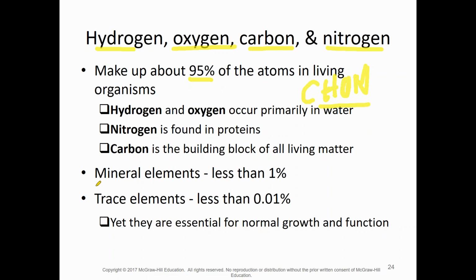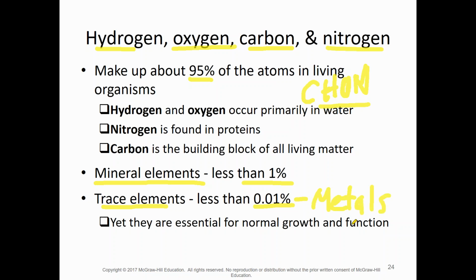You can see down here the next biggest group are called the mineral elements. Mineral elements make up less than 1% of our mass, but they are very important. They actually help form our skeleton. Your skeleton is phosphorus and calcium, and phosphorus and calcium, of course, are mineral elements. And then in very small amounts, you have the trace elements, which make up less than 0.01%. And they are typically metals. All right? Trace elements are usually metals.